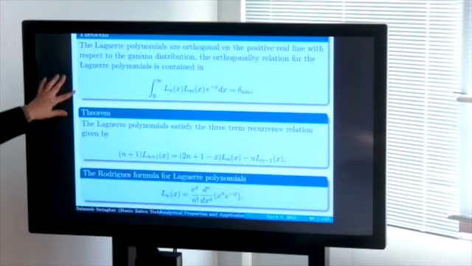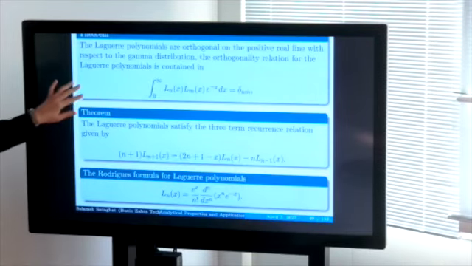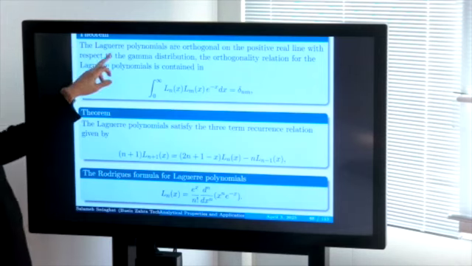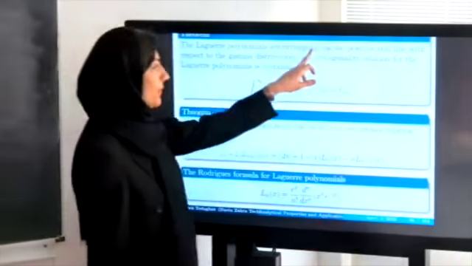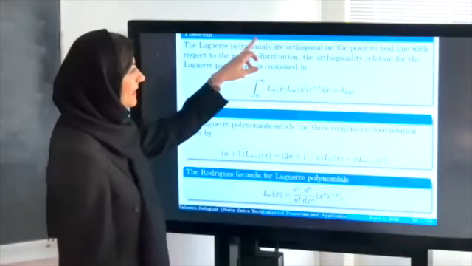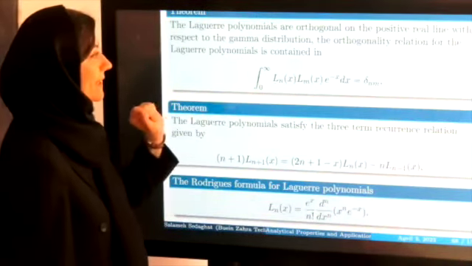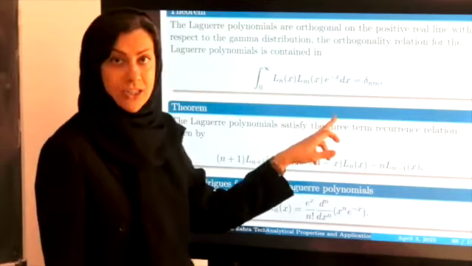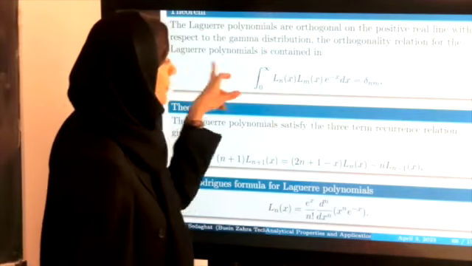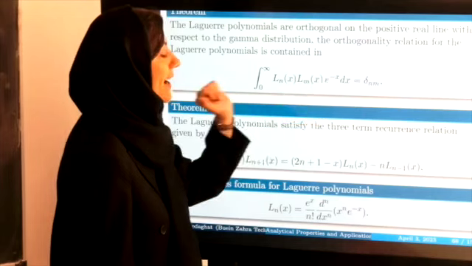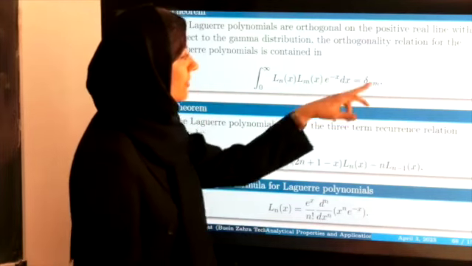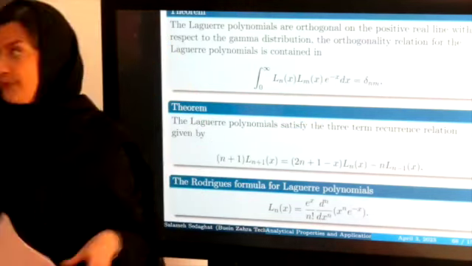The next theorem that we want to investigate is that the Laguerre polynomials are orthogonal on the positive real line, the integral from 0 to infinity, and the weight function for this orthogonality property is e^(-x). And now we want to show it to you.